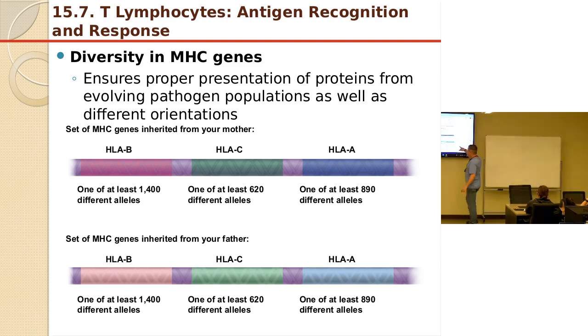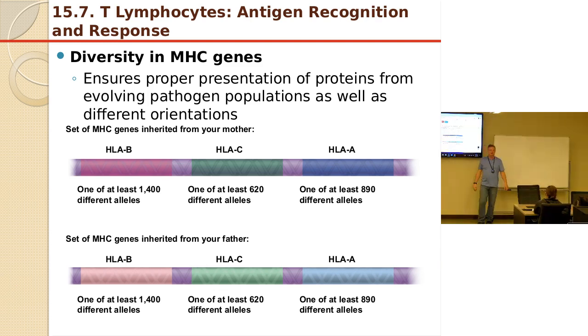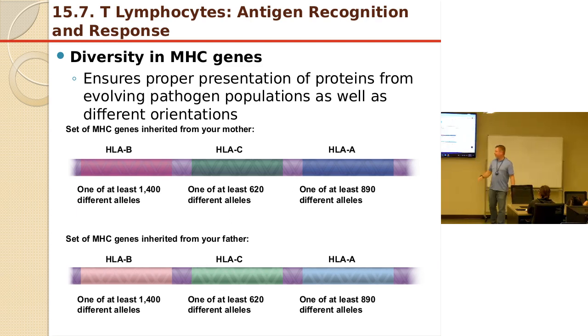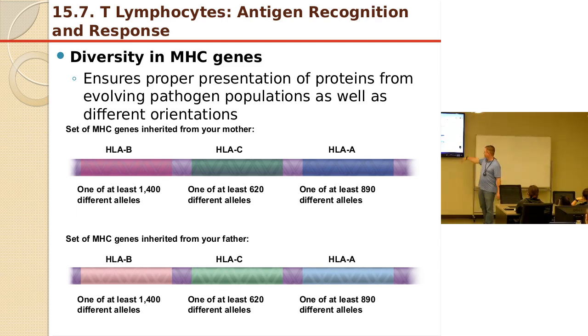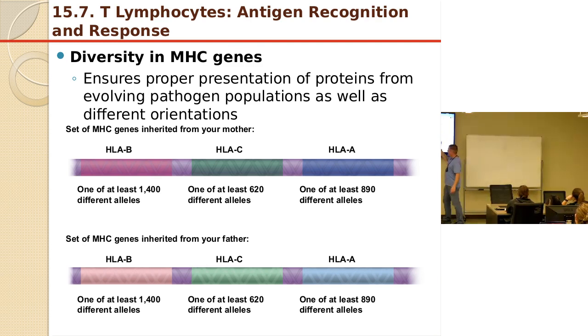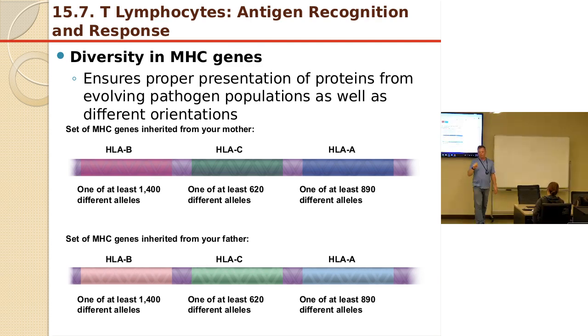Then you have to think that you also get half of them from dad. And so you got those same possibilities. One of 1,400 from dad, one of 620 from dad, one of 890 from dad. Those 6 come together to give you your MHC. Remember, everybody's MHC is a little bit different, right? We're actually starting to do things like MHC typing now. I think I pointed that out before.